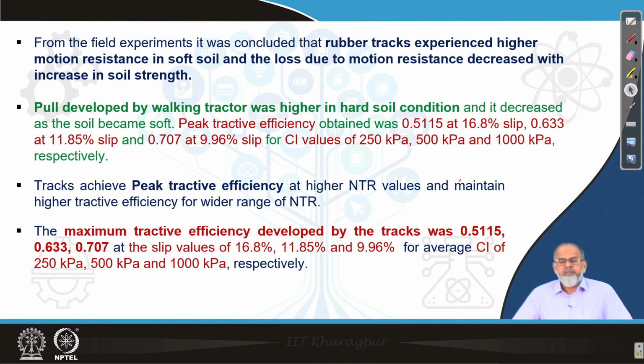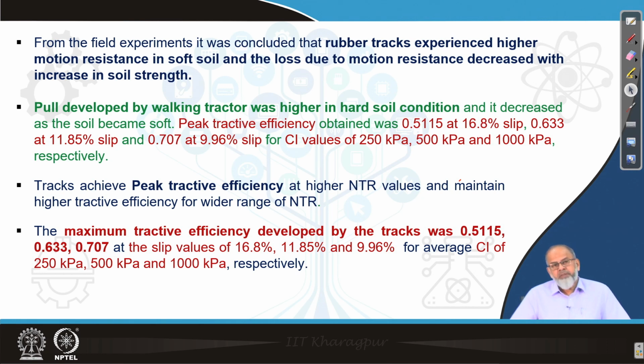Peak tractive efficiency was obtained as 0.51 at 16.8%, 0.633 at 11.85%, and 0.707 at 9.96% track slip for three different soil conditions: 250 kilopascal, 500 kilopascal, and 1000 kilopascal. The peak tractive efficiency was higher at higher NTR values, and this higher peak tractive efficiency prevailed over a wider range of NTR. That is the plus point in case of a track.